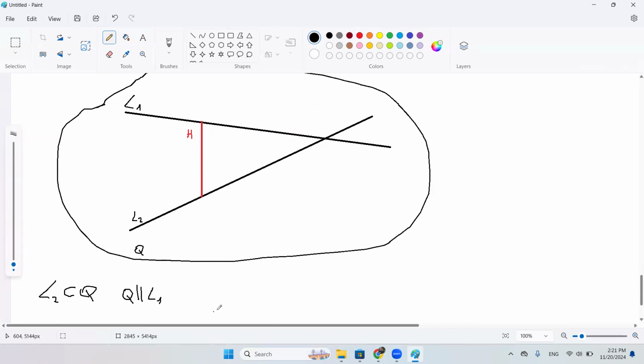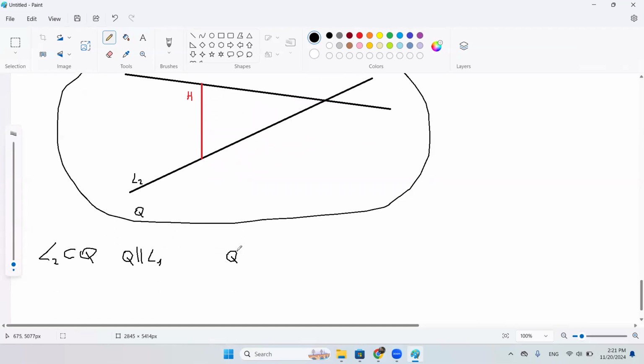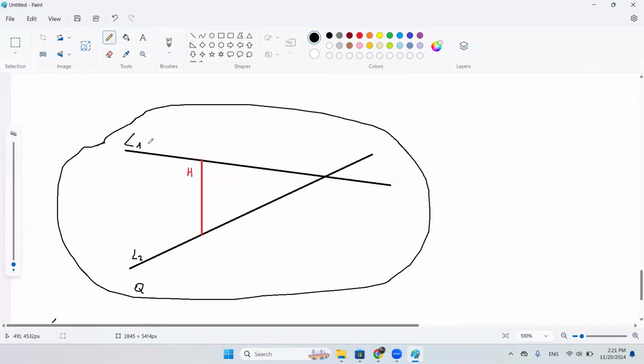We can find this plane. Any ideas how to find it, how to find the normal vector of Q? So we have a direction vector for L1, it's S1, and a direction vector for L2, S2.